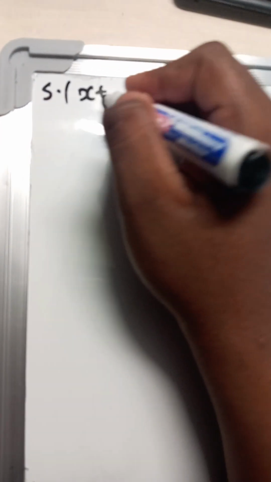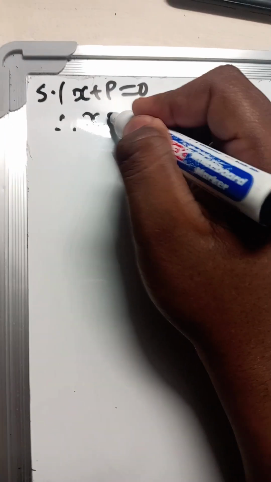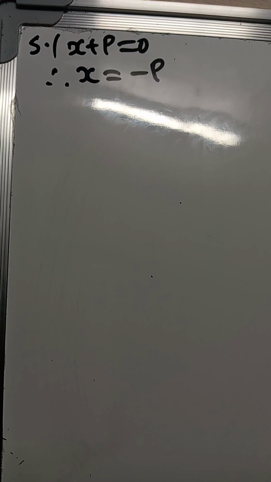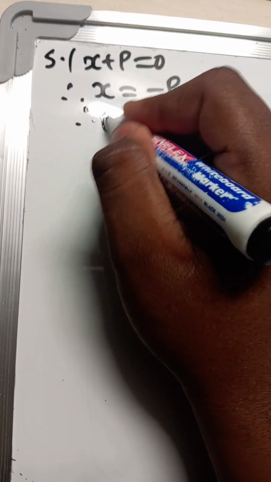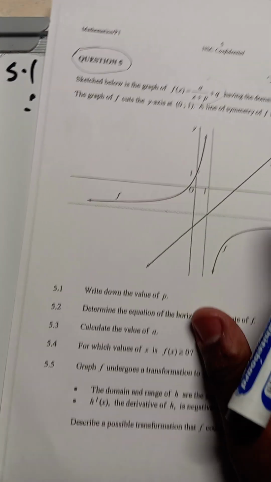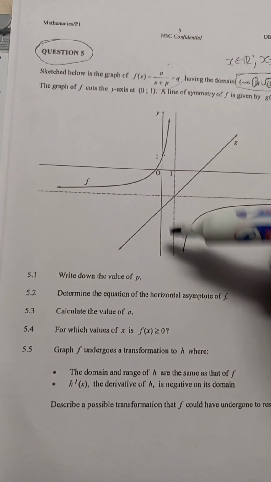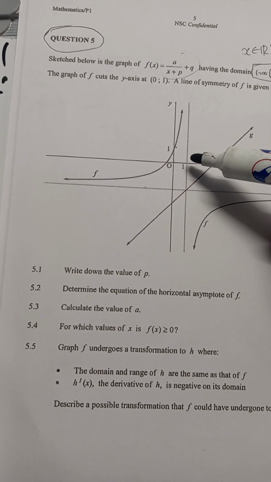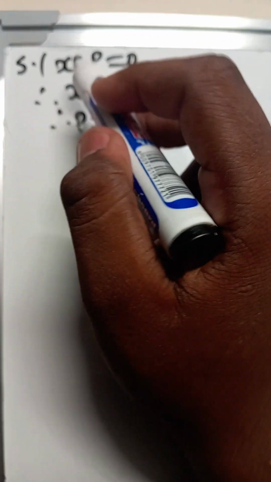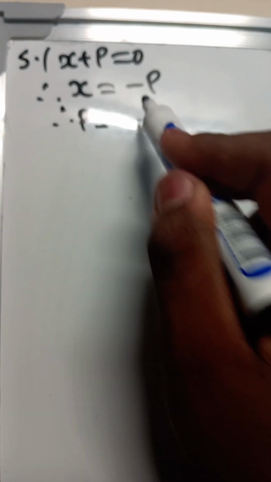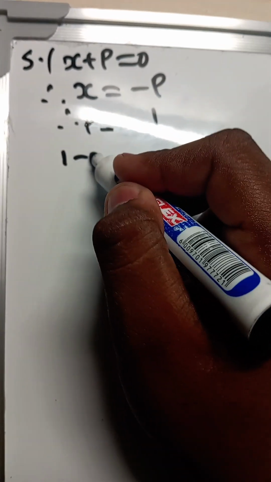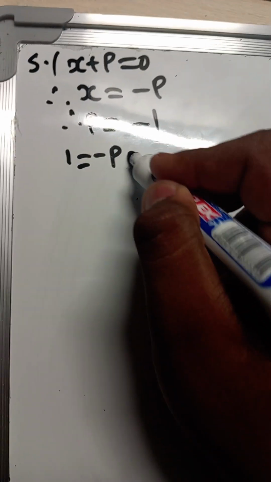In 5.1, we usually say x plus p equals 0, therefore x equals minus p. But what we have here is 1. So p equals minus 1, because p has to do with the x asymptote, right? Now the x asymptote here is 1. When it is 1 there, it means that it has already been solved. So 1 equals minus p. Therefore, I have p equals minus 1.